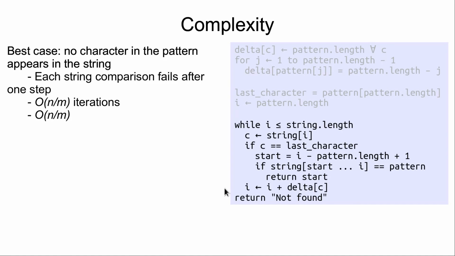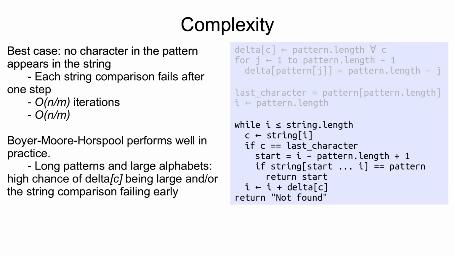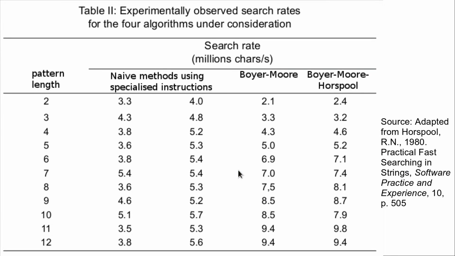Clearly, the performance depends on how far the pattern can be shifted at each iteration, and for that reason, Boyer-Moore-Horspool tends to perform well on longer patterns and large alphabets, because of the larger shifts and the greater likelihood of mismatches early in the comparison, respectively. This table is from Horspool's original paper, and it compares the rate at which input strings are processed, depending on the pattern length, by 4 algorithms. The Boyer-Moore algorithm here is an earlier algorithm of which Horspool's is a simplification. This shows that the algorithm is particularly suitable for longer pattern lengths.